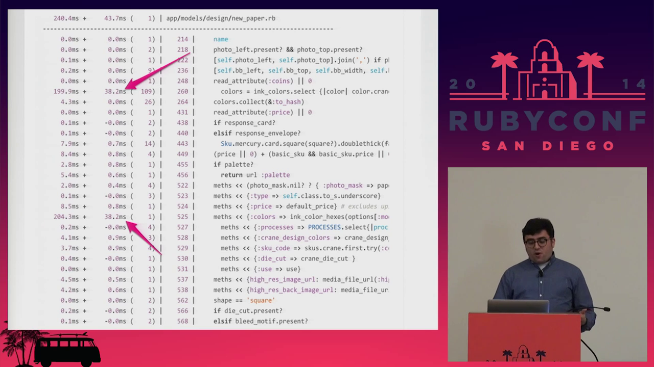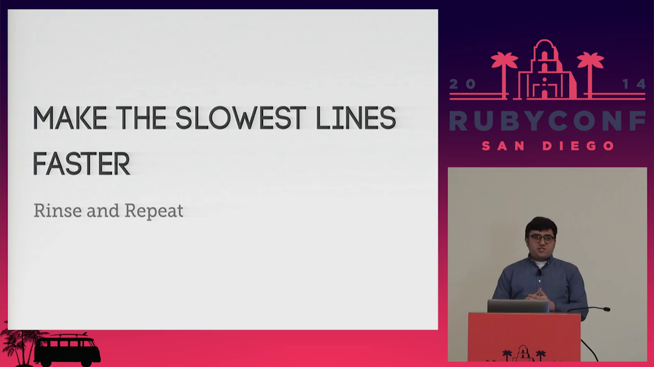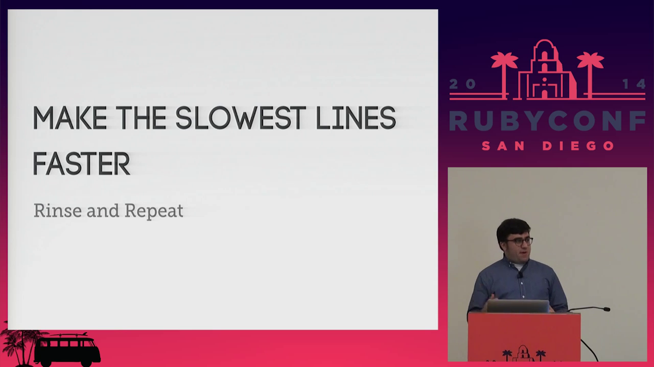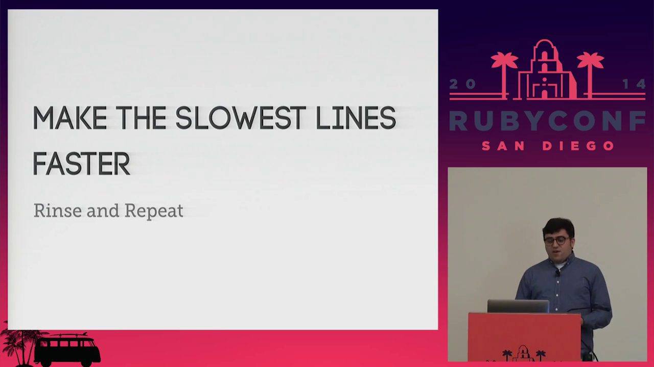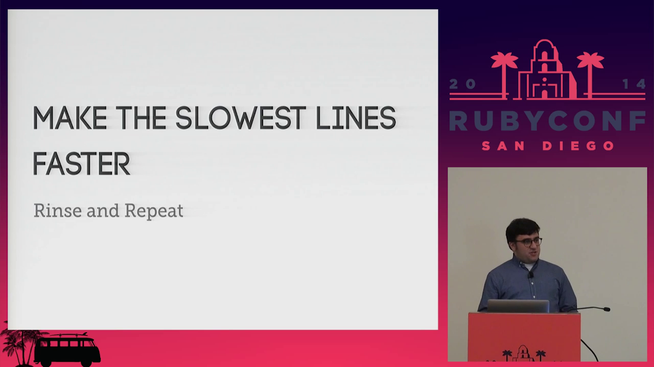And if it wasn't for RBLineProf, it probably would have taken us a lot of time to figure out exactly what part of the code was slow. And the cool thing about this is it's a really, really simple methodology once we can get down to that level. You just make the slowest lines faster or as fast as you possibly can, and you rinse and repeat.